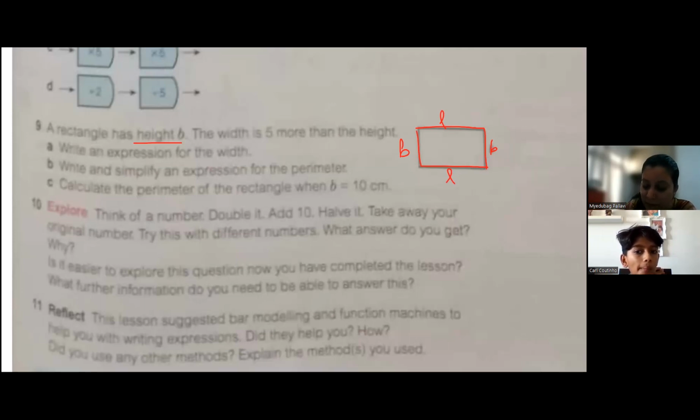The width is 5 more than the height. If we look at this figure, this is the height. And they're saying that the width, that means this, how wide it is, the width is 5 more than the height.